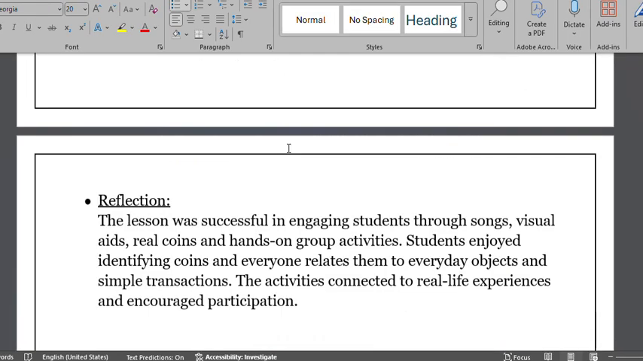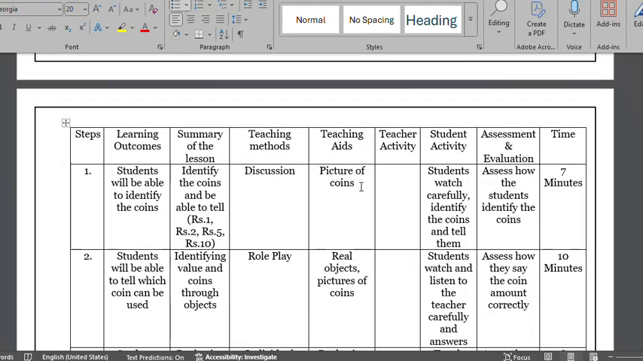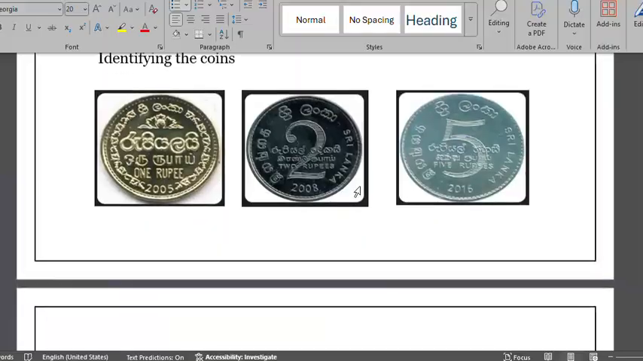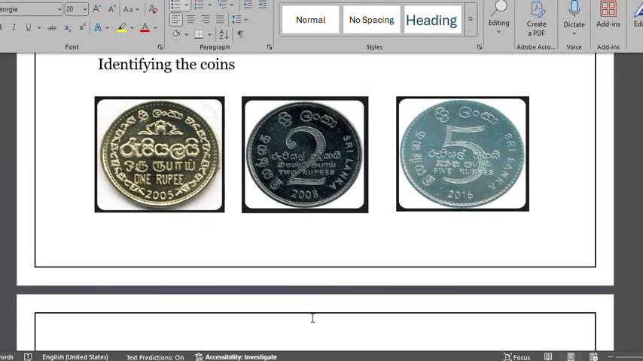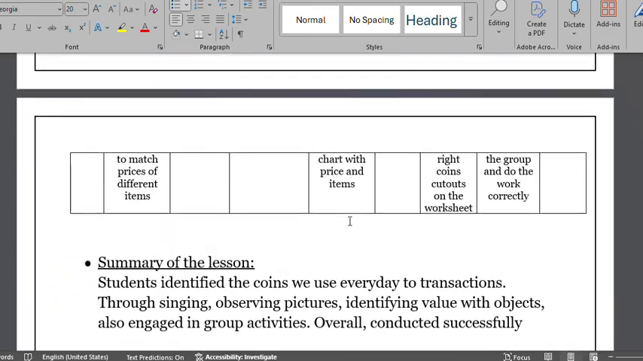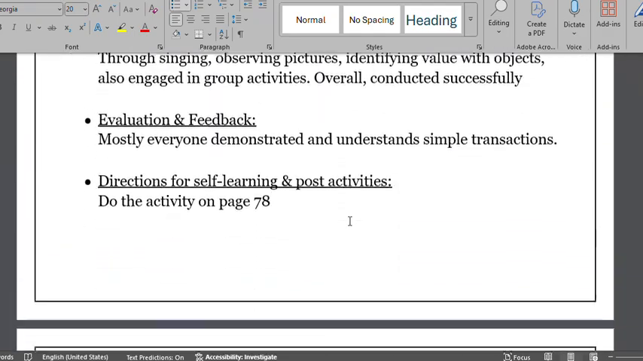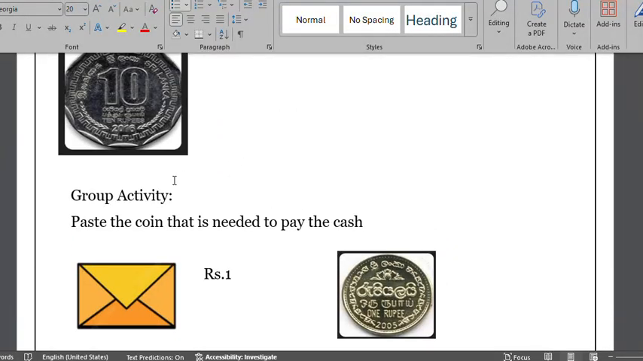Here I have mentioned that the teacher used some pictures of the coins. These are the pictures of the coins, and they should be big ones when you use them as teaching aids. In the book you can mention these pictures, and you can also attach real photos. And here is the group activity.